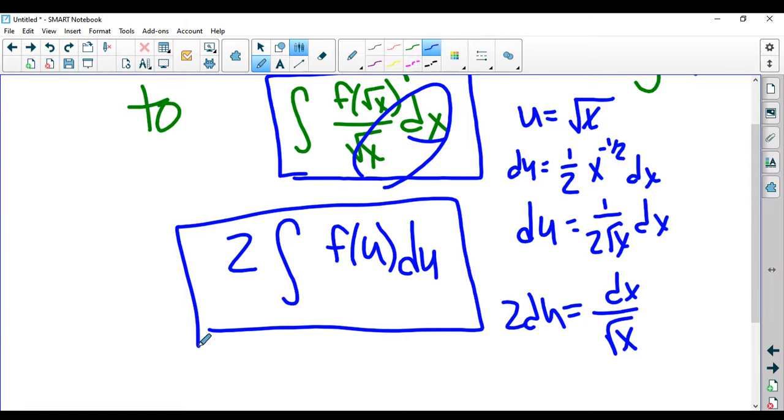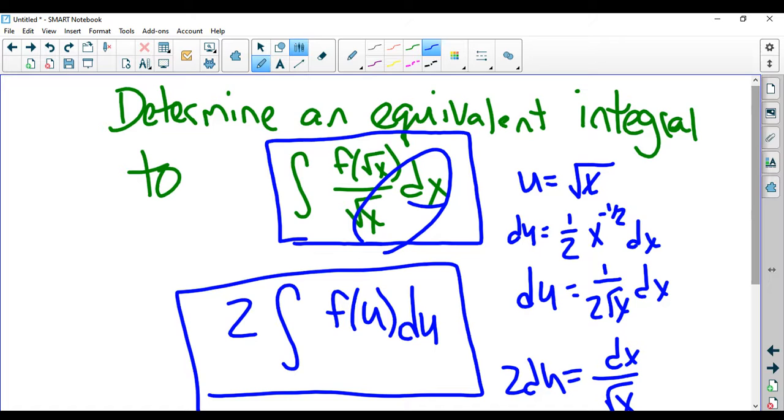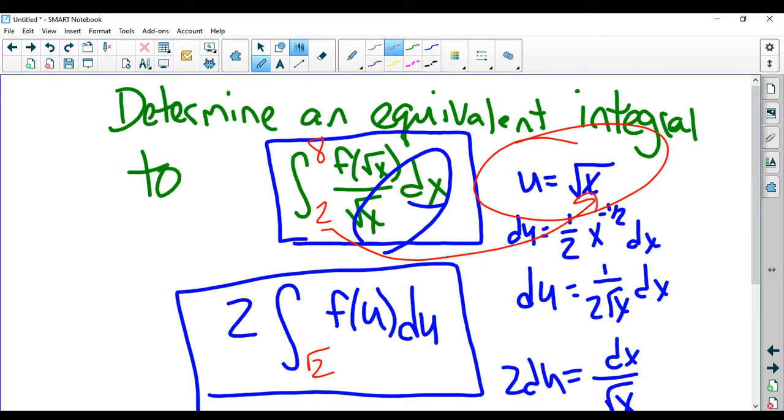Now the only other thing is, if this were a definite integral, which we're not really working on now, but say it was a definite integral from 2 to 8. Now you'd also have to change those limits based off your u-substitution. So our new limits would have been root 2, because that was an x. When you plug it in for x, now it's a u. And then the new upper limit would be root 8. So that's the type of example I was talking about.